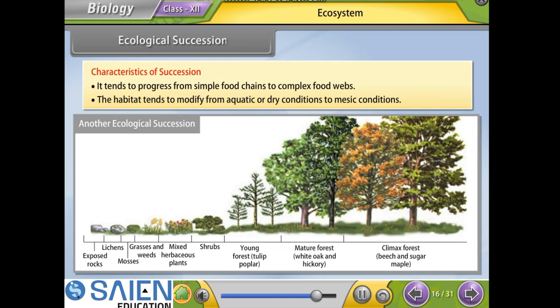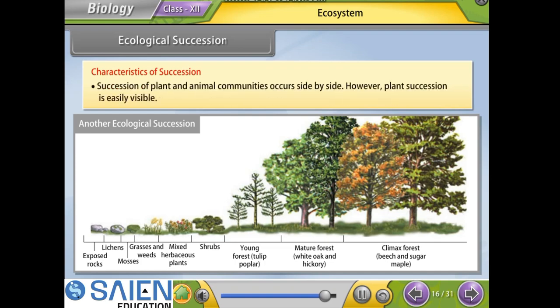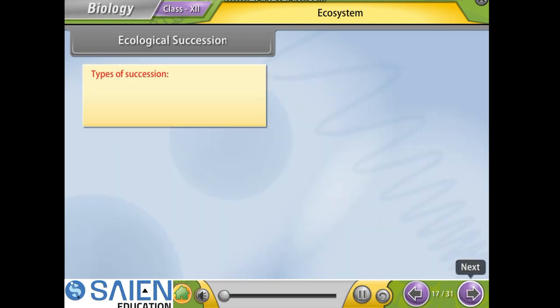The habitat tends to modify from aquatic or dry conditions to mesic conditions. Succession of plant and animal communities occurs side by side. However, plant succession is easily visible. Types of succession. There are two types of succession: primary succession and secondary succession.